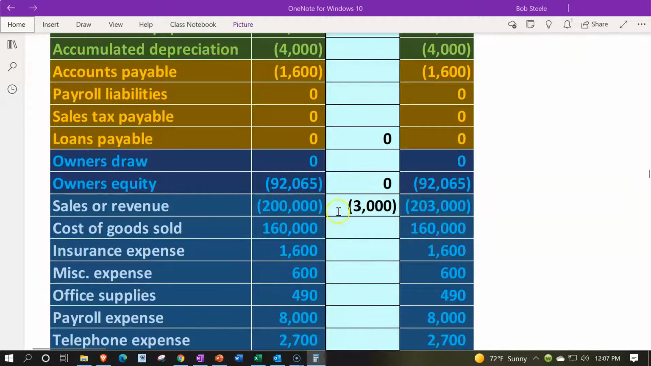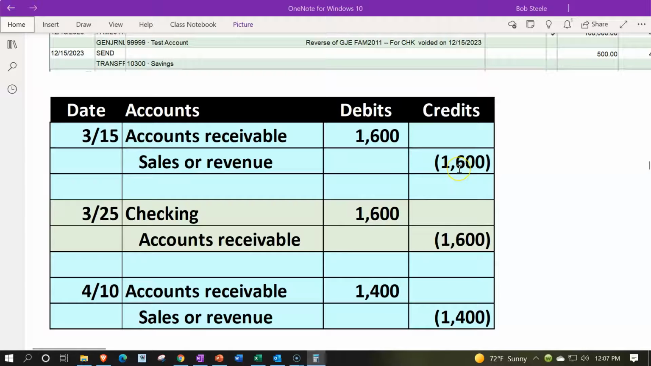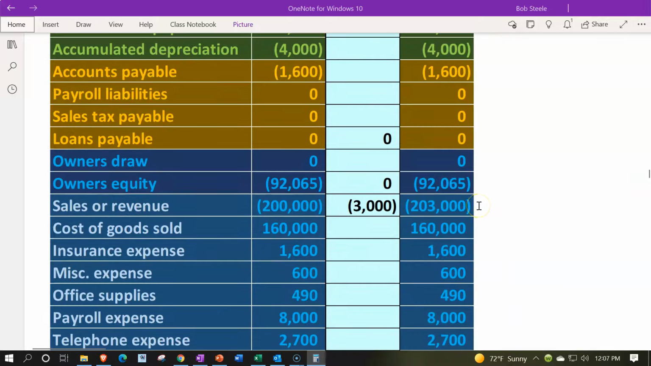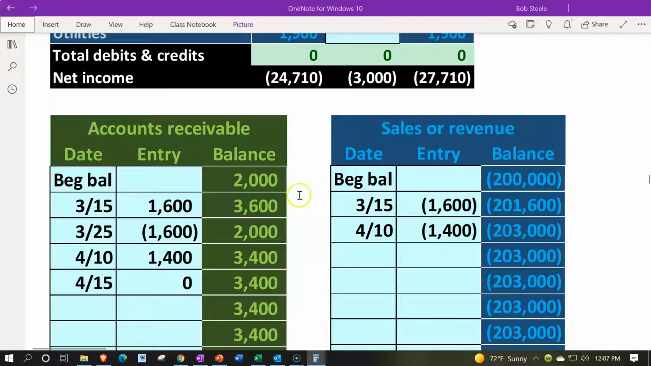Sales then is at the 200,000 going up by 3,000. That's these two transactions, this 1,006 and this 1,004, that are being impacted. There's the 203. So that increases the net income at the point in time the sale was made or invoice was made, not when we received the payment. If we look at the accounts receivable now, it went from 2,000 up by 1,006 to 3,006, down by 1,006 to 2,000 again after receiving payment on the first invoice.